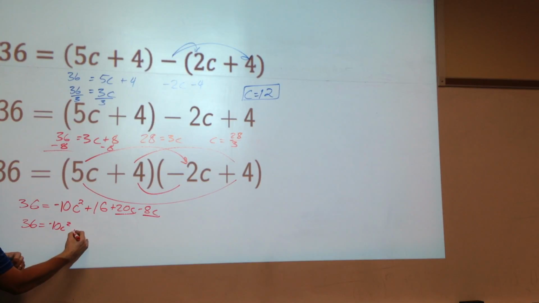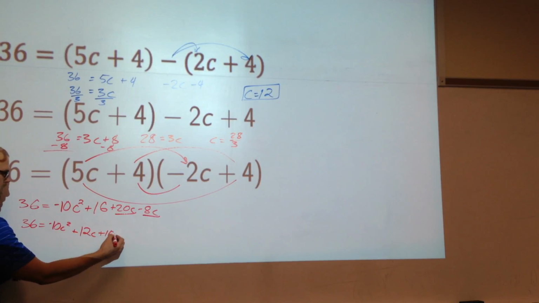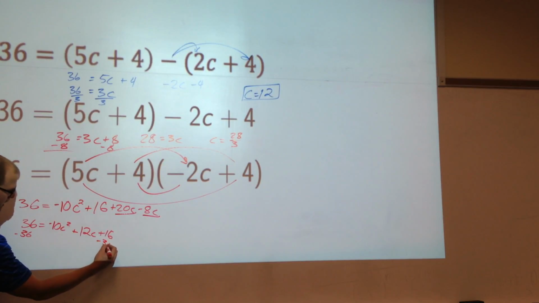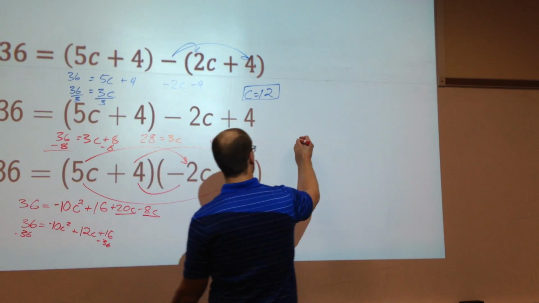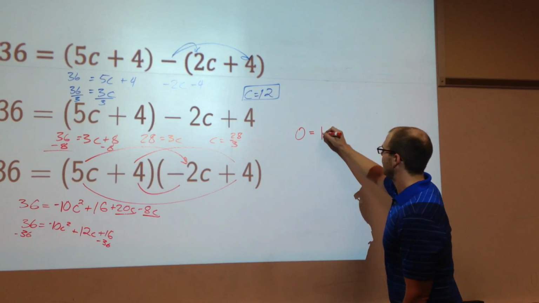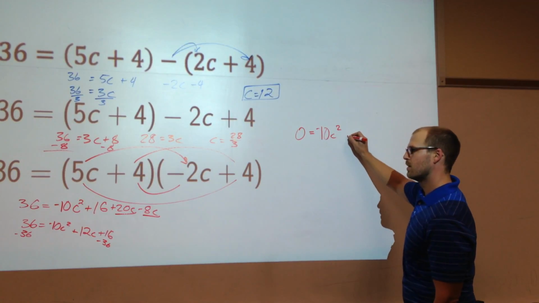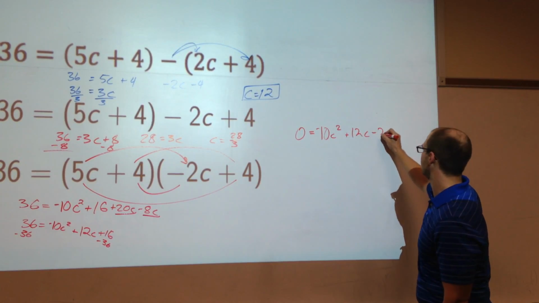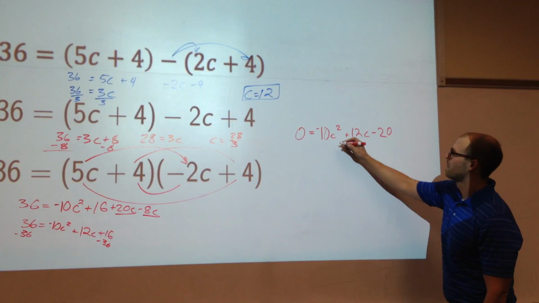10c squared plus, this is going to be 12c plus 16. Isn't it better and more organized if you did it in order? Yeah, actually, where we will go with this in a few weeks is at this step, you're going to go one more step further and subtract 36 away and make it equal to 0. So what you'll finally get is 0 is equal to negative 10c squared plus 12c minus 20. And then when you refactor it out, you should get that right there.